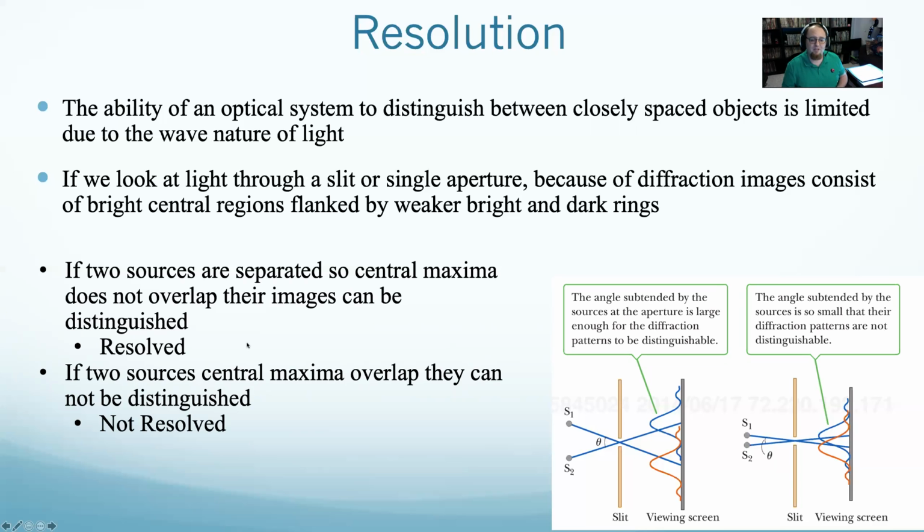But any time the two sources' central maxima overlap, they cannot be resolved. Our brain can't tell where item one starts and item two ends, and just mixes them into a single thing. And it's not just our brain, it's any optics. A camera with fancy optics will have the same issue. If you look at something with a camera, eyes, anything, there will be a diffraction pattern. And if the central maxima overlap, the two objects cannot be told apart and cannot be resolved separately.